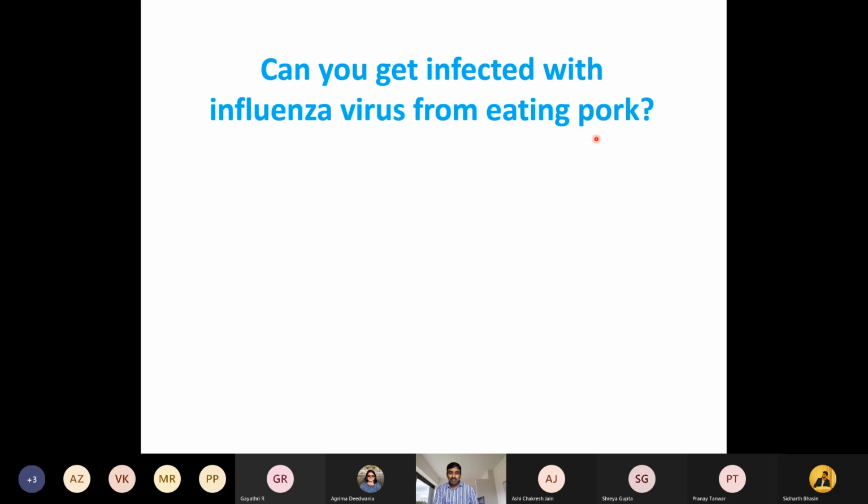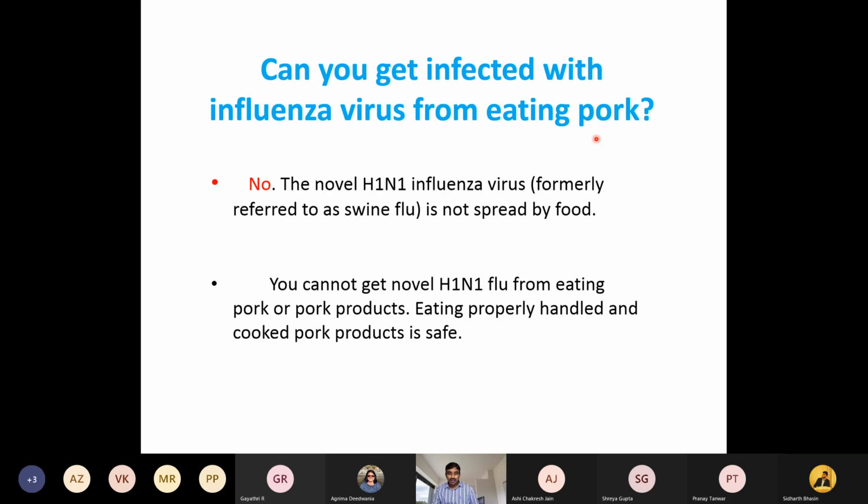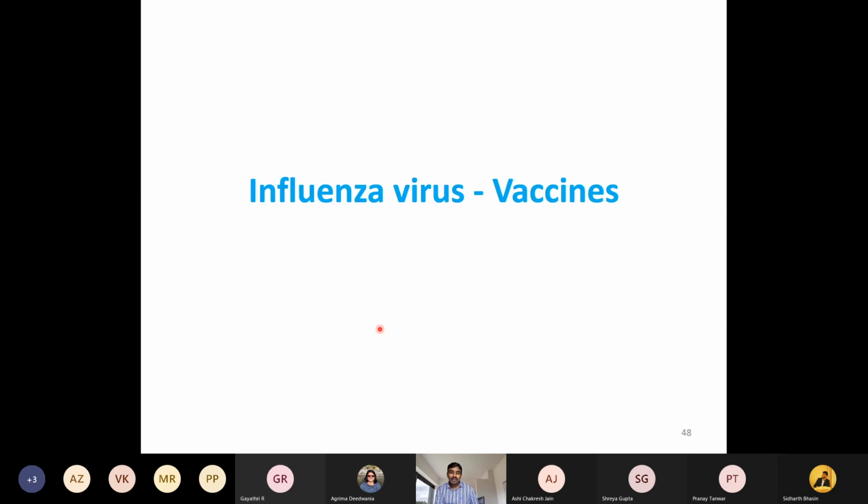Now, if you eat infected pork, because pigs can be infected, can you get influenza virus if you eat properly cooked pork? It's safe. It doesn't spread by properly cooked pork. However, if the person who's serving has it and sneezes on it, and if it's not hot, you may still get it. That is a different story, but it's not transmitted by food that is fully cooked. And okay, that's the idea of this slide.